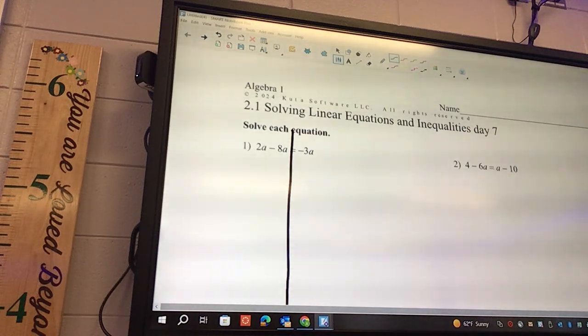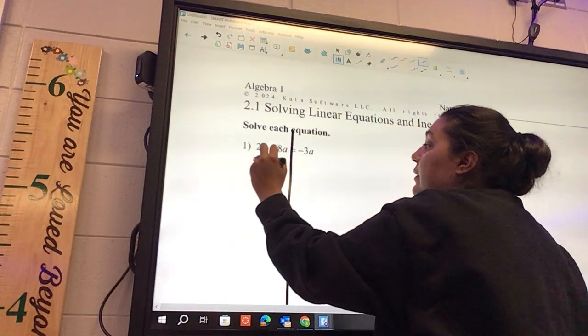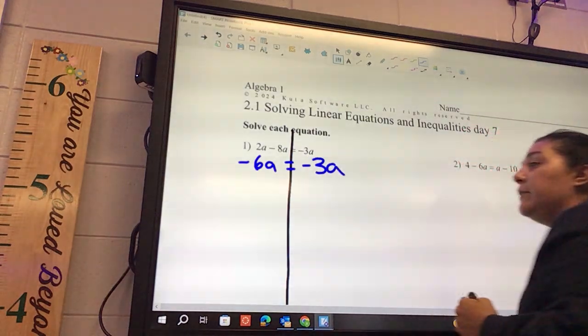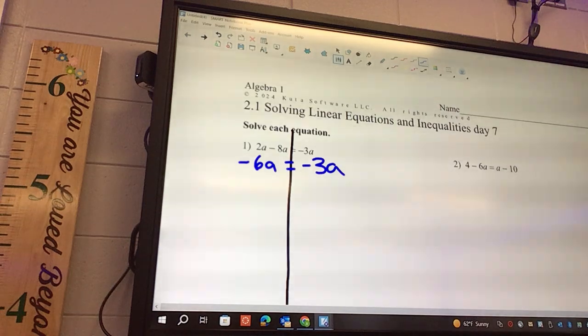Yeah, who can get combined? The 2A and the 8. So 2 minus 8, negative 6A. Negative 6A equals negative 3A. Alright, and then we start asking ourselves the normal questions.